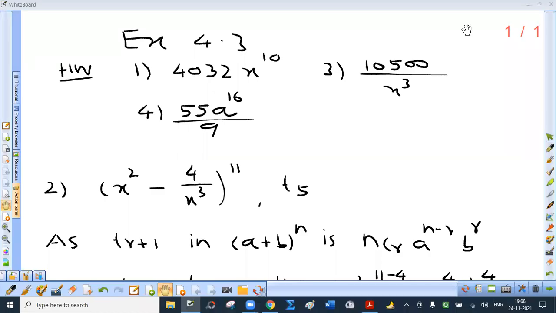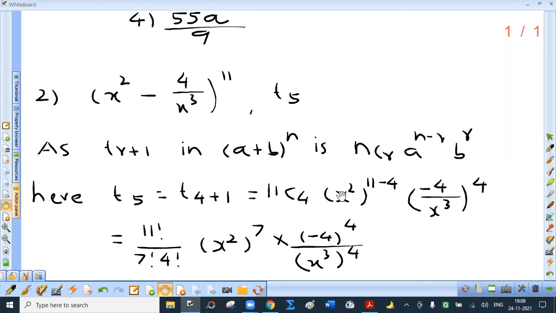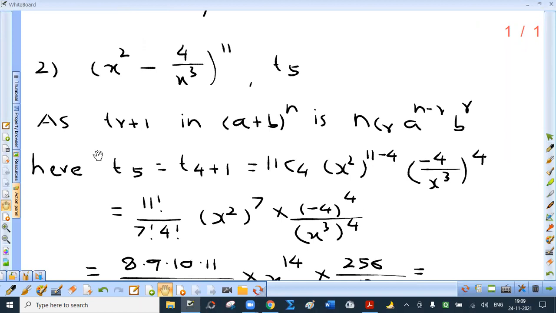Exercise 4.3. In the following expansions, find the indicated terms. First, third, fourth for homework. Answers are given. Second, find the fifth term in (x square minus 4 upon x cube) raised to 11. Now, what is the formula for T(r plus 1) in this expansion? nCr a raised to n minus r b raised to r. Compare. So, what is T5? T(4 plus 1). Why write T(4 plus 1)? Because the formula is not for Tr, it is for T(r plus 1).